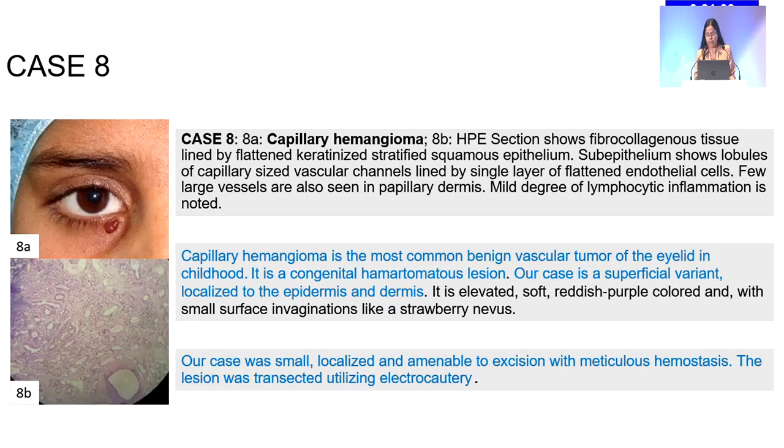Our eighth case was actually a capillary hemangioma, which is the most common benign vascular tumor of the eyelid in childhood. It's a congenital hamartomatous lesion. Our case was a superficial variant localized to the epidermis and dermis. Since it was amenable to excision with meticulous hemostasis, the lesion was transected utilizing electrocautery.